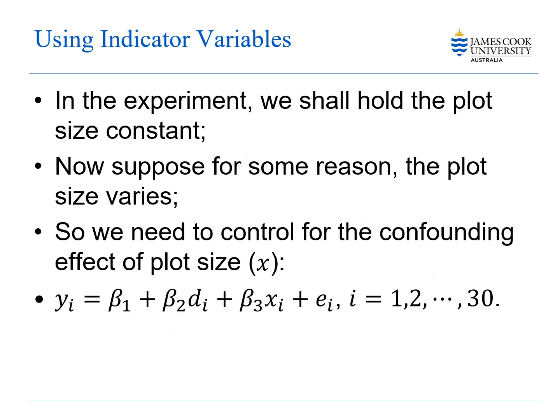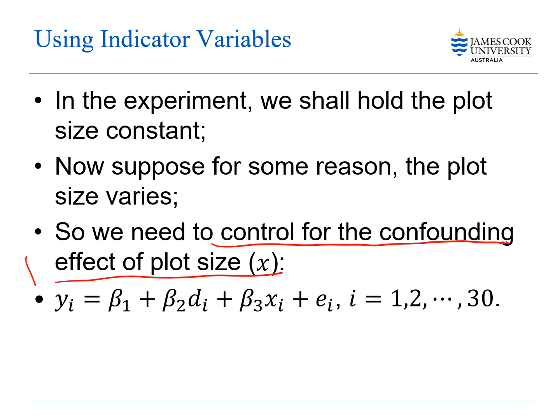All right, so in the experiment, we should hold the plot size constant, and actually all other factors constant, including plot size. Now let's suppose that for some reason, we fail to hold the plot size constant. So the plot size varies. We have 30 plots of land. Some are bigger, some are smaller. They are not of the same size. So in these cases, in our regression, we need to control for the confounding effect of the plot size.